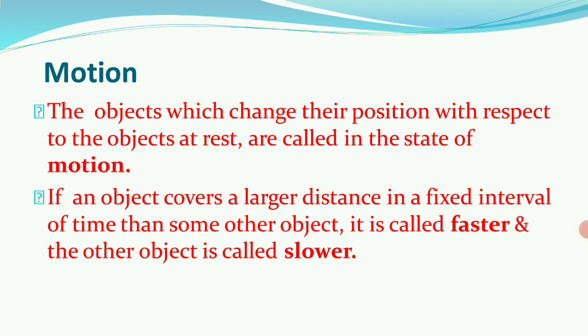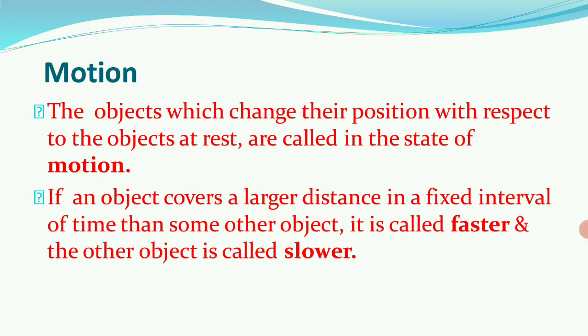Now, if you are asked to tell whether the trees or building are at rest or motion, you can give the answer. A body relative to one object may be at rest, whereas relative to the other object it may be in motion. So what is motion? The object which changes their position with respect to the object at rest is called motion.